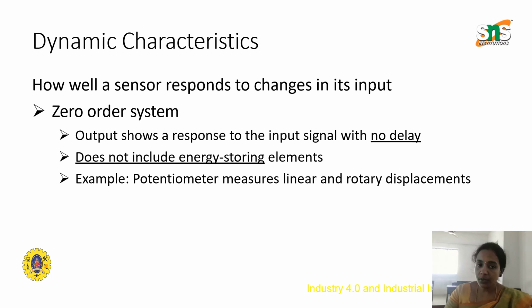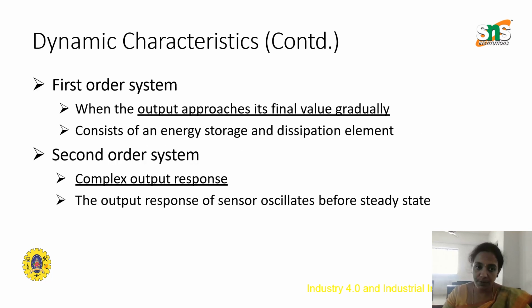So now we are getting into the dynamic characteristics. Zero order system: the output usually shows a response to the input signal with no delay. Without any delay, when you produce an input, if you get an output immediately, then we say it is a zero order system. It does not include energy storing elements. An example is a potentiometer, which measures the linear and rotary displacements.